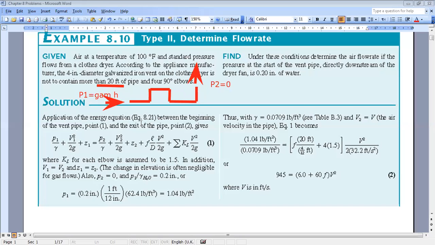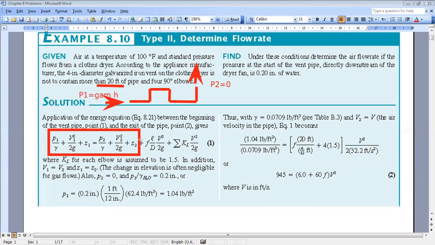So now what I will do, I will write the energy equation from the inlet to the outlet. So what will happen when going from inlet to outlet? You are familiar with this part, okay? If you remember, when you have no losses, this was your equation, conservation of energy: P1 over gamma plus V1 square over 2g plus Z1 equals P2 over gamma plus V2 square over 2g plus Z2.